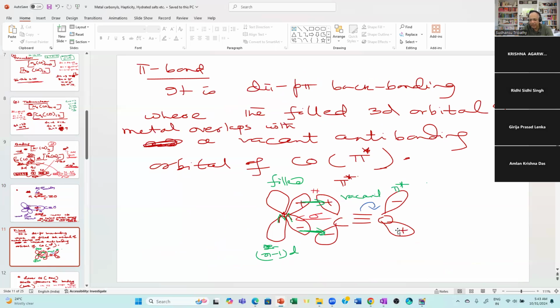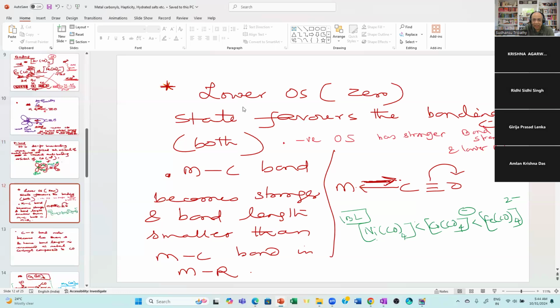with the vacant pi star orbital of carbon monoxide, or nitrite, or thiocyanato, or carbonyl, or cyanide, whatever it is. There is a pi star orbital which is vacant, so we have a pi bond. And this is favored by lower oxidation state.